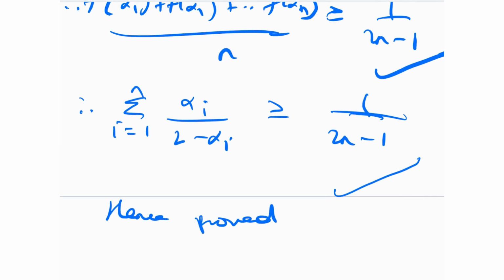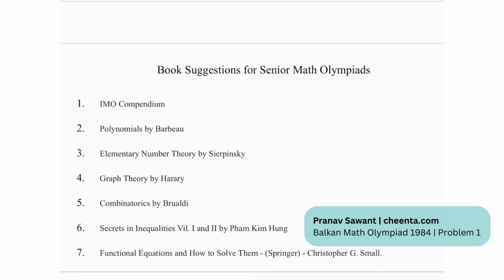So I really hope you liked that and learned something from it, and that was a pretty cool discussion of Jensen's inequality. Okay, so moving on to certain book suggestions for senior math Olympiads: Polynomials by Prasolov, Elementary Number Theory by Sierpinski, Graph Theory by Harary, Combinatorics and Probability, Secrets in Inequalities, and Functional Equations and How to Solve Them by Christopher G. Small.